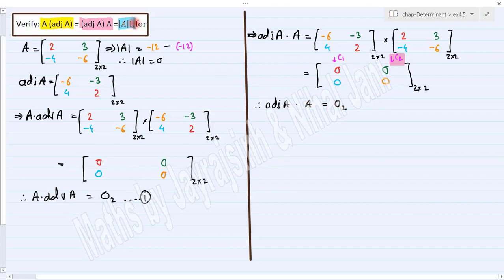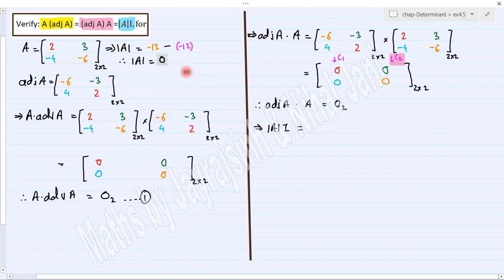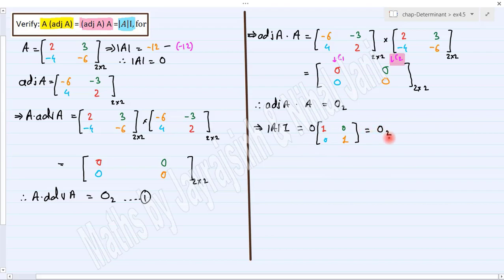Now let's get your third and last element, which is determinant of A into identity matrix. And we already found your determinant of A, which is 0, and your identity matrix is of order 2 cross 2. So you'll get 1 0 0 1. So if we multiply by 0, we will get 0 matrix.